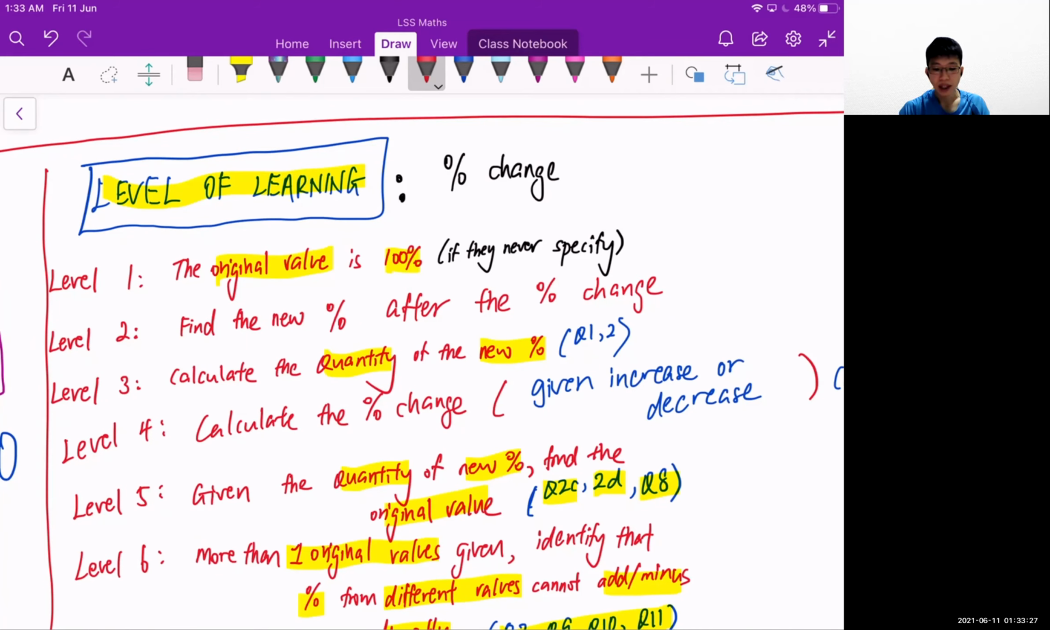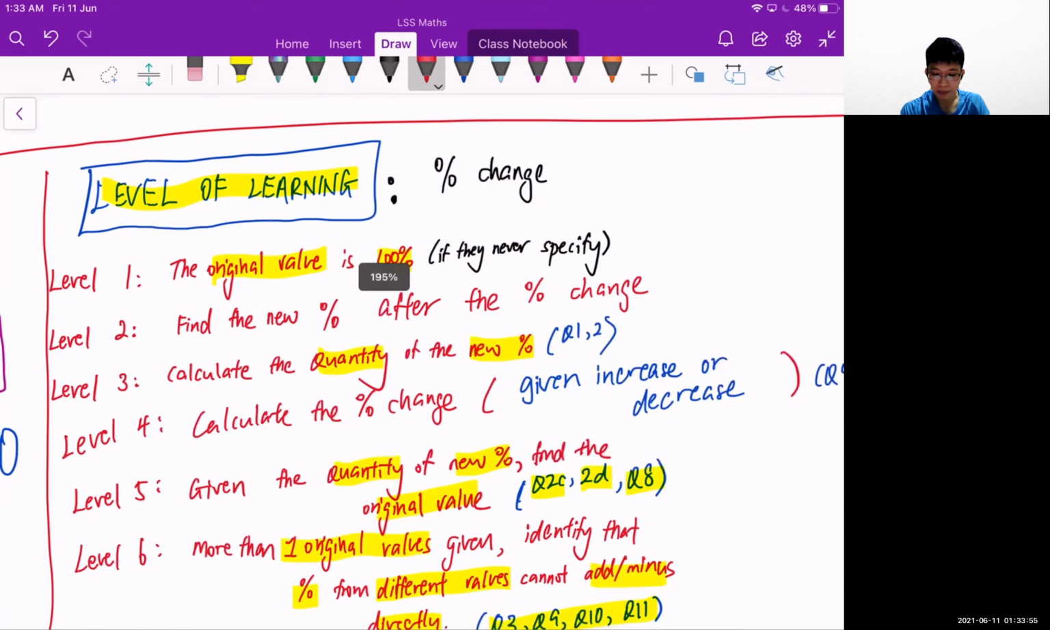And level 2, find the new percent after the percentage change. That means they tell you that, oh, increased by 45%. So you must be able to identify that the new percentage is 145%. At level 3, you need to be able to calculate the quantity of the new percentage. That means 100% is so and so, so now you need to find out what is the value of this 145%. So this is what I mean.